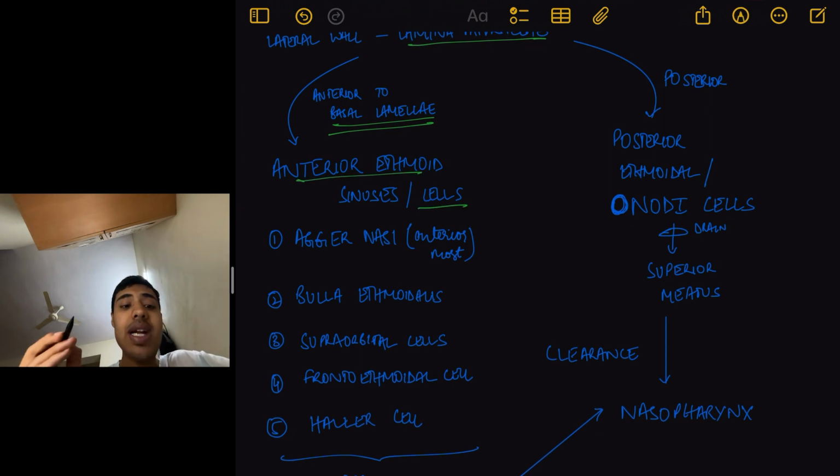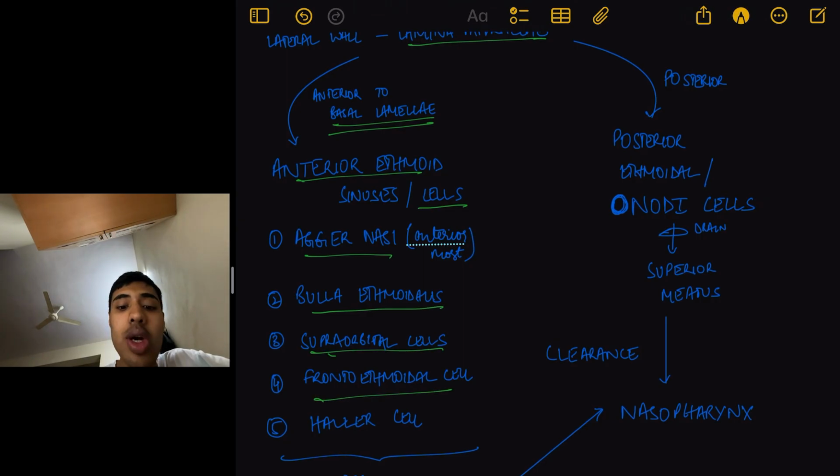Out of this, the anterior-most ethmoidal air cell is the agger nasi. Then you also have other ones like the bulla ethmoidalis, supraorbital cells, frontoethmoidal cell, and Haller cell. The Haller cell is the largest anterior ethmoidal air cell. Posterior ethmoidal air cells are also known as Onodi cells.